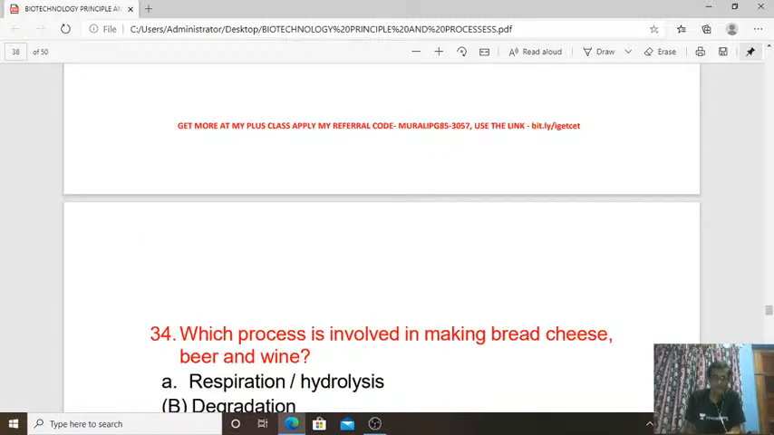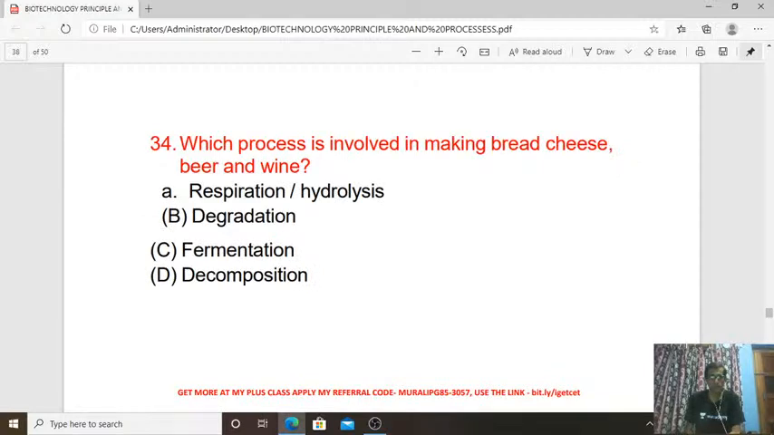Then, which process is involved in making bread, cheese, beer and wine? Respiration, hydrolysis, degradation, fermentation, decomposition.